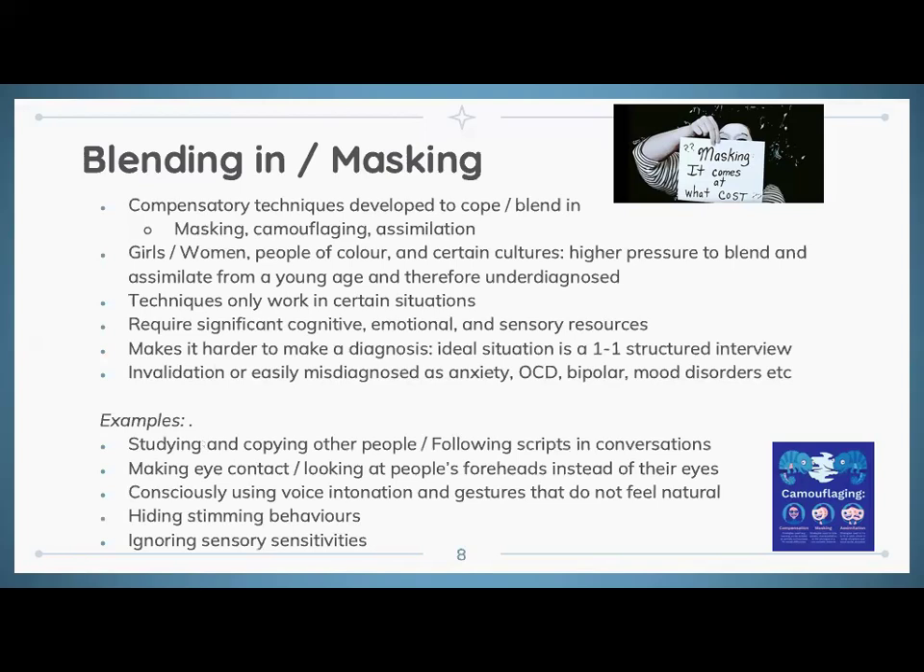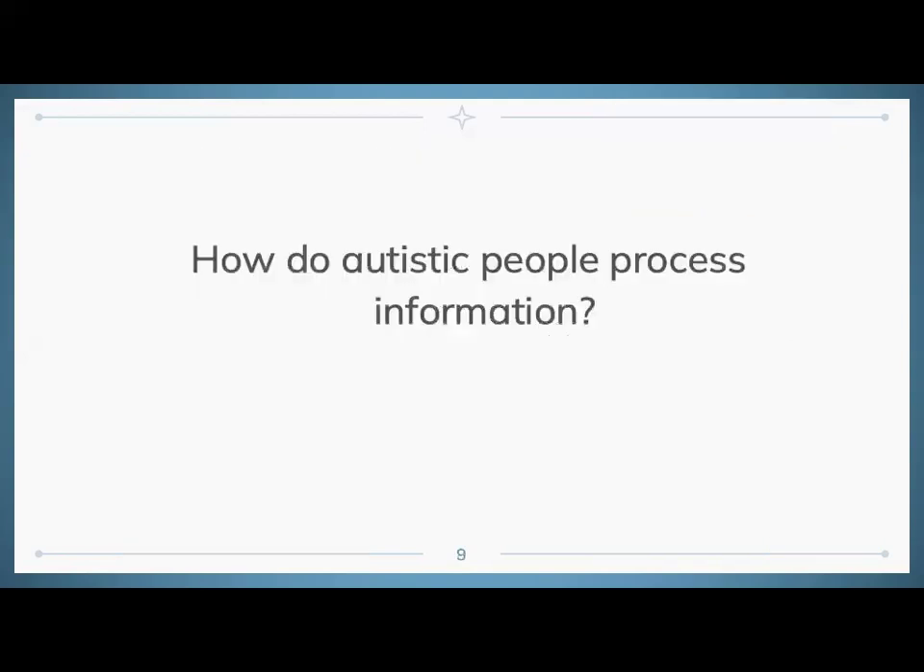So the kinds of things people might do to be able to mask is that they learn to copy what other people do. Some people actually write up scripts to be able to know what to say in certain scenarios. They learn that eye contact is important, so they try and look just above the eyes, for example, to be able to make contact. And they might change their voice and their gestures to try and sound more like neurotypicals, again copying, not really understanding, and they hide certain behaviors and ignore when they are actually having sensory issues.